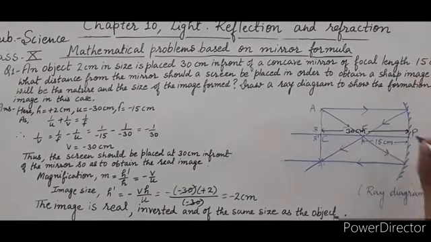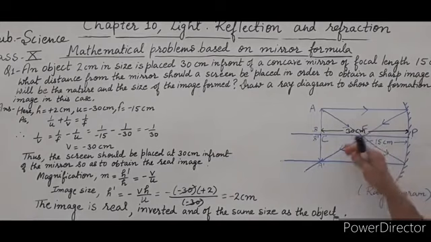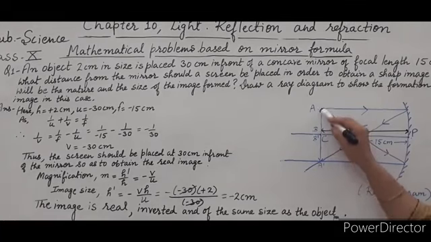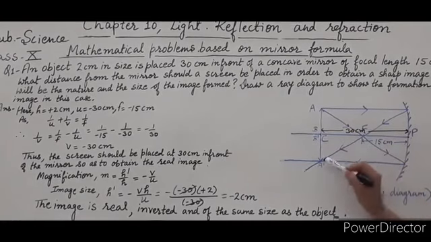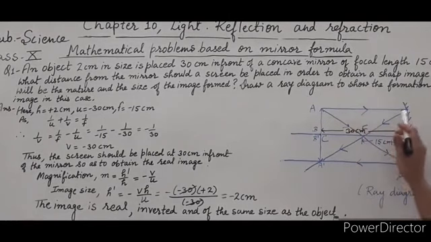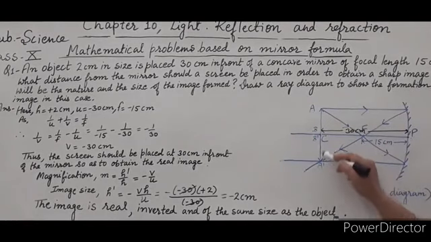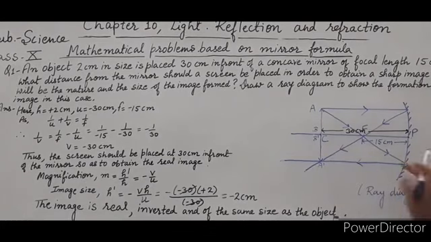So we have to calculate the value of v: where should the screen be placed to obtain a sharp image? Now, the object is at C. Recall the condition from the ray diagrams: when the object is placed at C, where does the image form? It forms at C. And what is the size of the image? It is the same size as the object. So the ray diagram is like this, and the image is real and inverted. So this is the ray diagram.